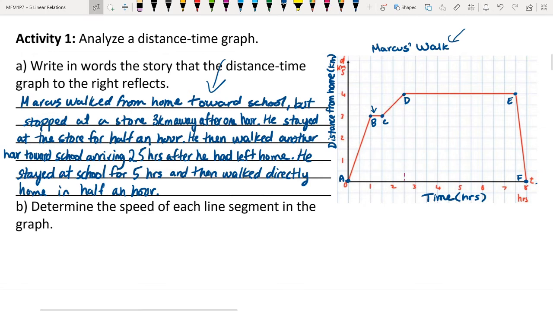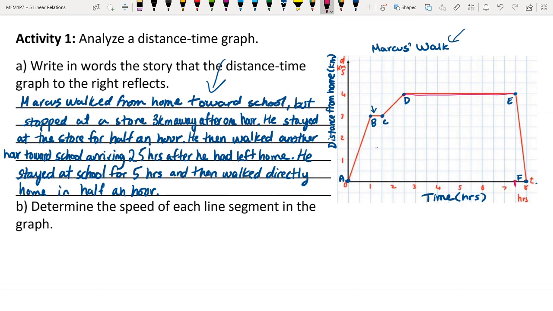He stayed at school for 5 hours. You can see this long horizontal line here represents that, from 2.5 hours after he had left to 7.5 hours after he had left home. He then walked directly home in half an hour. I mean, you can see he really books it home. It's not like section AB or section CD where he was daydreaming, probably writing a song in his head or something like that. He books it home for EF.